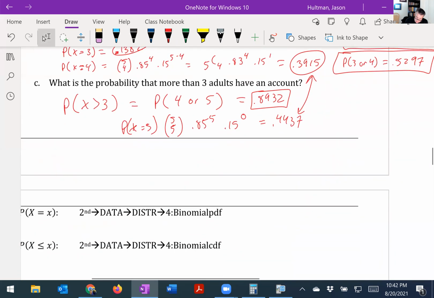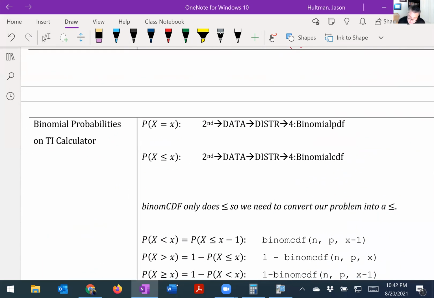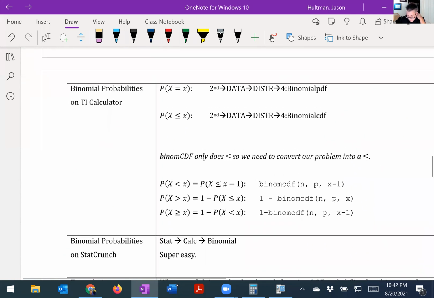Okay, let's continue on. Binomial probabilities on the calculator. Now, the calculator will actually do the binomial probabilities for us. We don't have to calculate them by hand, like what we just did there. It will actually do it for us. So, how do we do this on the calculator?